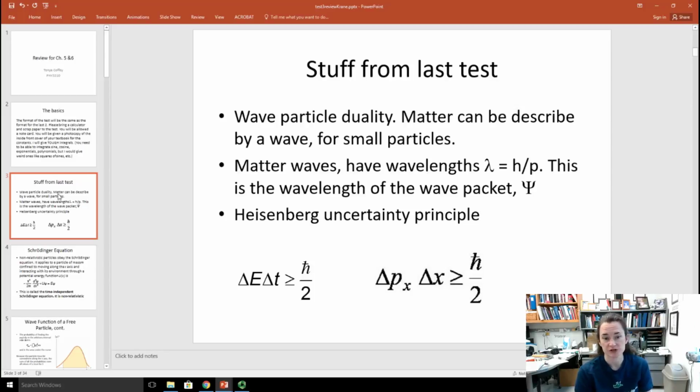Also remember the Heisenberg uncertainty principle. There's two forms of this. One of them is delta E, delta T is greater than or equal to h bar over 2, and then delta P, delta X is also greater than or equal to h bar over 2. Now remember that h bar is Planck's constant divided by 2 pi, and the h bar over 2 factor is because this is the minimum uncertainty. So this is the uncertainty which describes a Gaussian wave packet, and all other shapes of wave packets will have uncertainties larger than h bar over 2, and this is why the greater than or equal to exists in that equation.